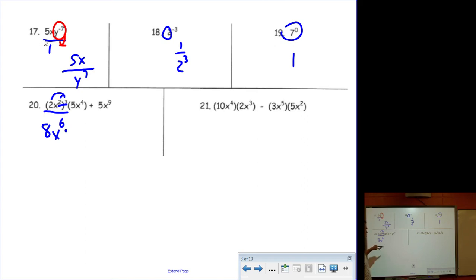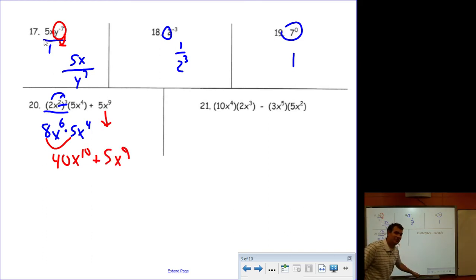And I would then multiply that times 5x to the 4th. And of course, when we multiply things, we multiply the coefficients and we add the exponents. I now have 40x to the 10th. And over here I have 5x to the 9th. And since those are not like terms, that is my final answer.